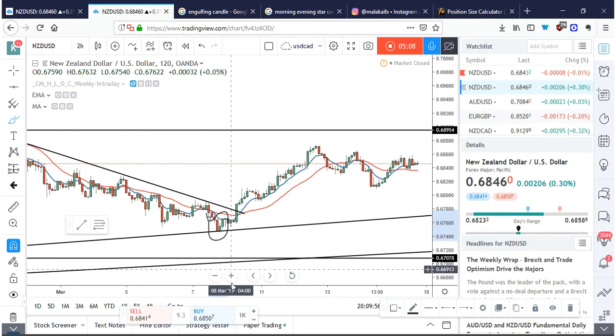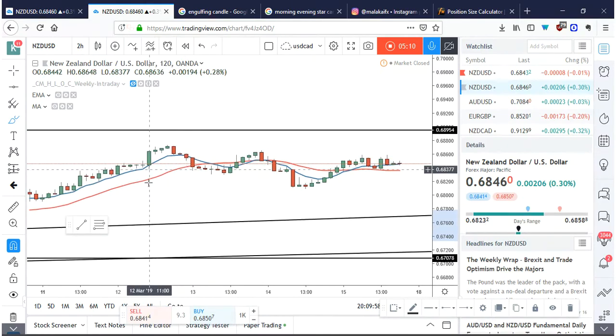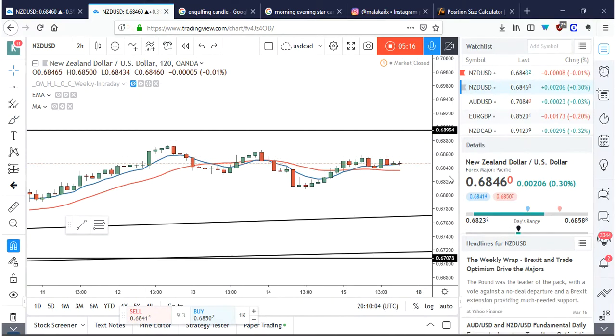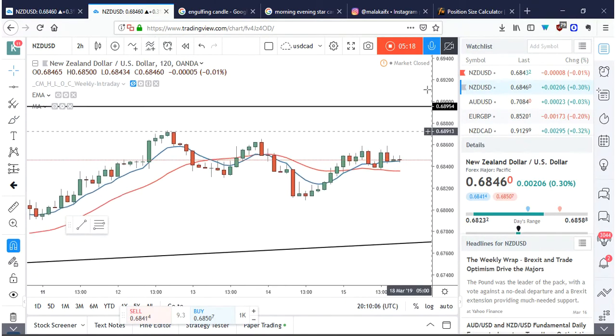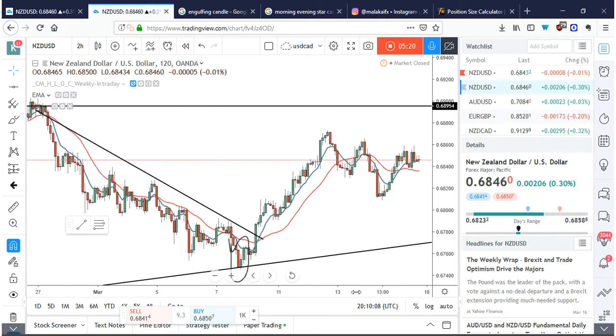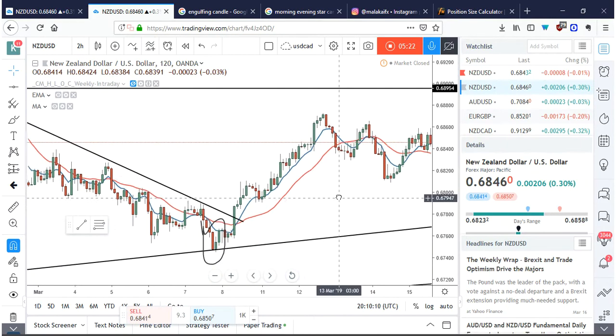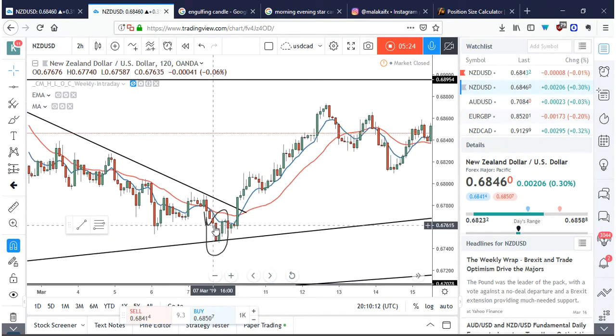And let me take that off. Let me move in so you can see. So you can see these three candles right here. You've got the red one, the green one, and the green one.